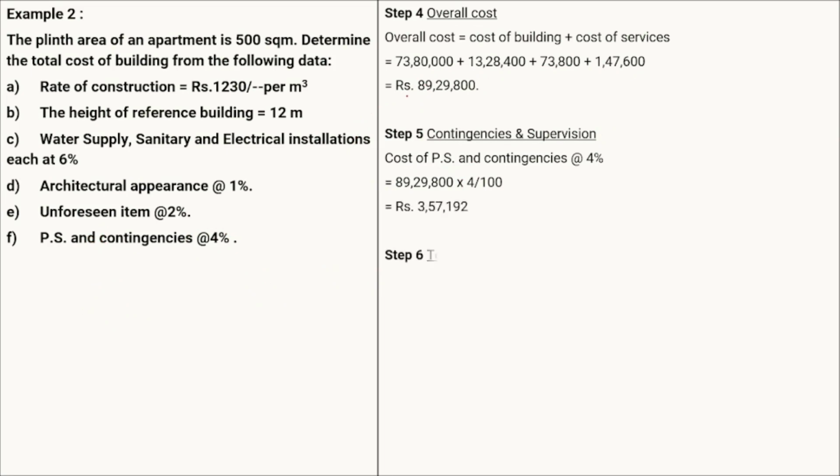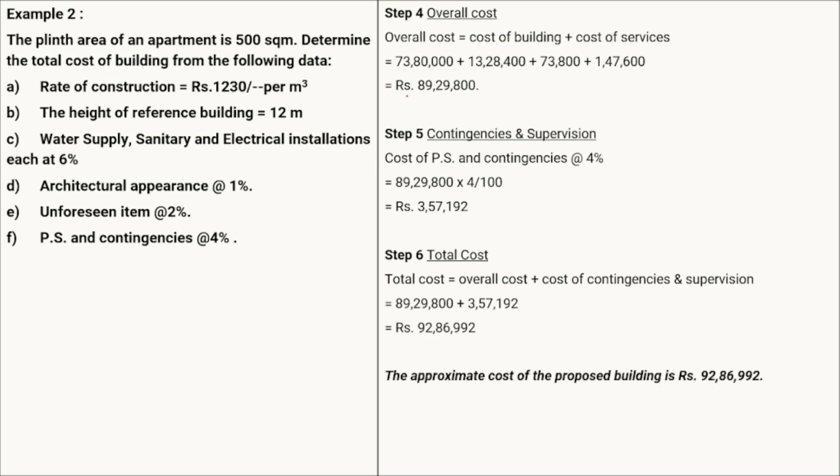Again step 6 is your total cost. Here there are no third party installations, there is no third party involved, therefore we can directly take step 6 as the final step, that is the total cost. Total cost will be your overall cost plus cost of the contingencies. So that will give us the final cost, or the approximate cost of our proposed building, as 9286992.